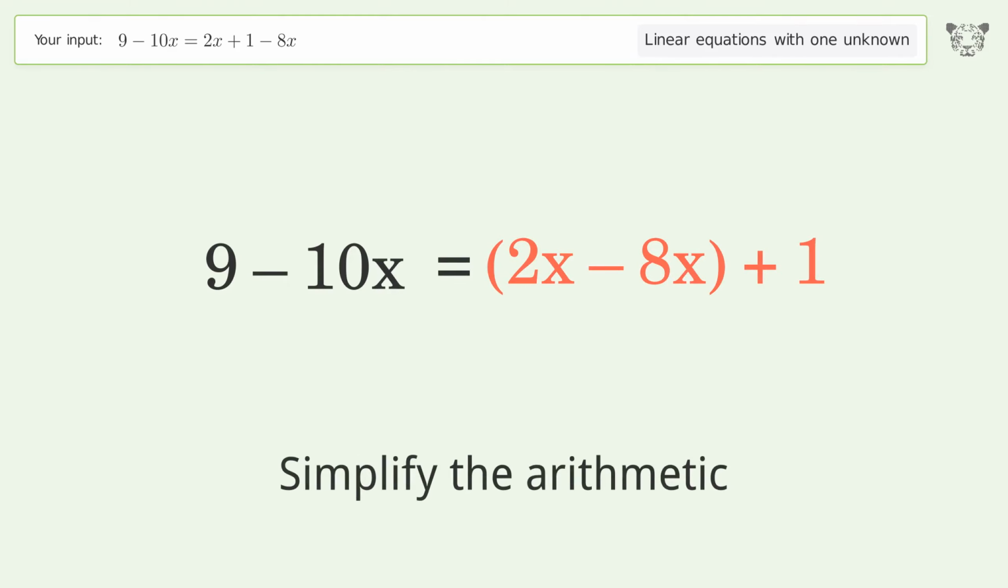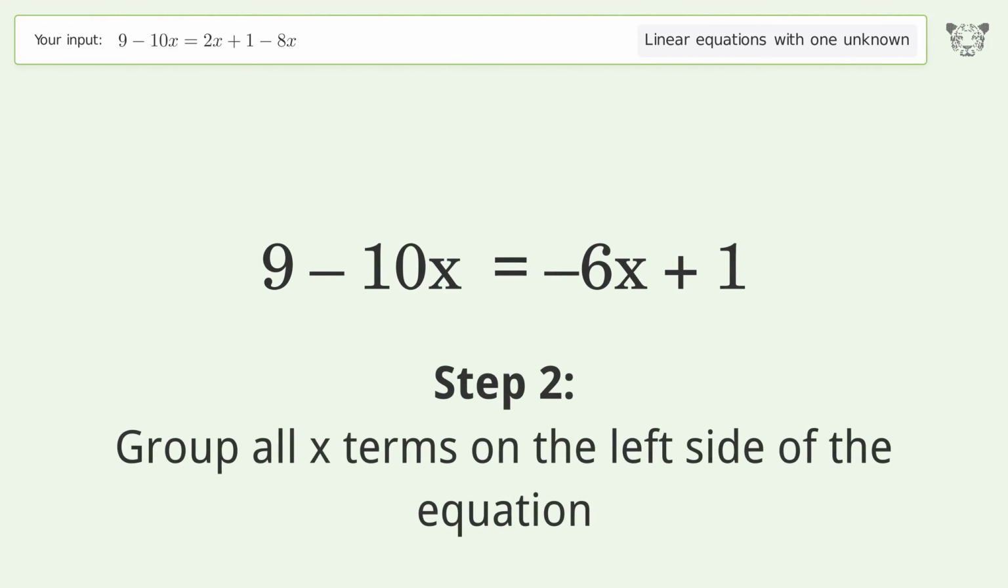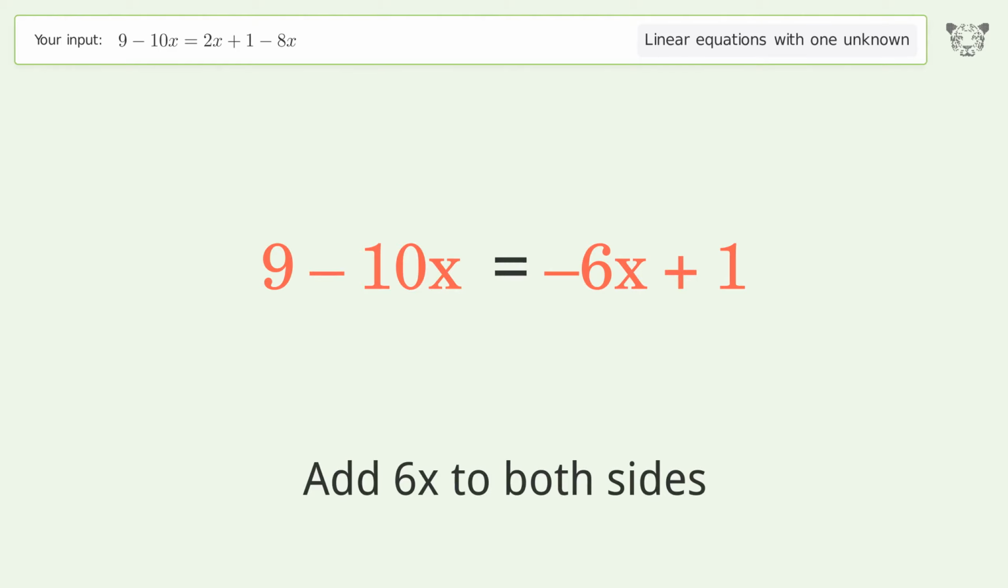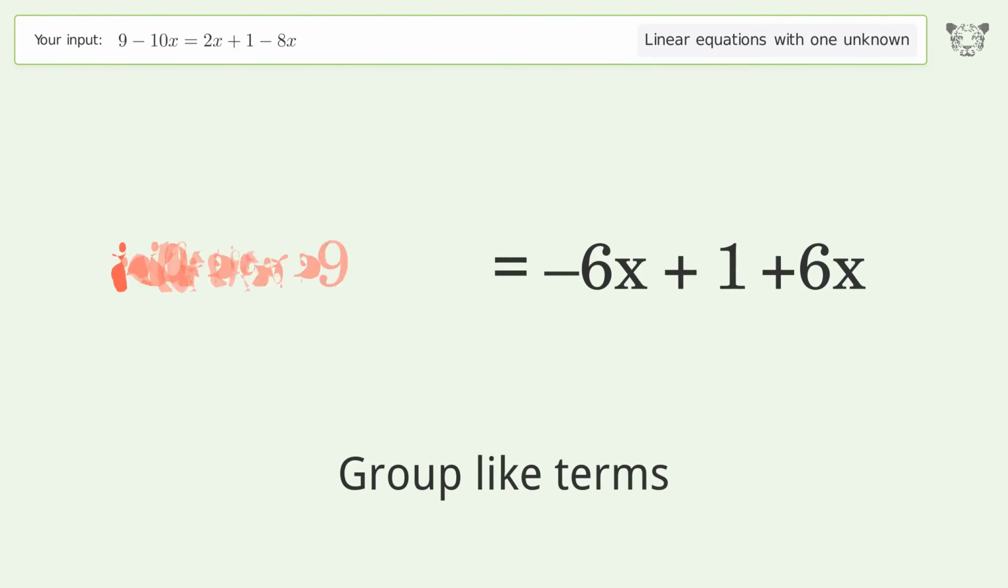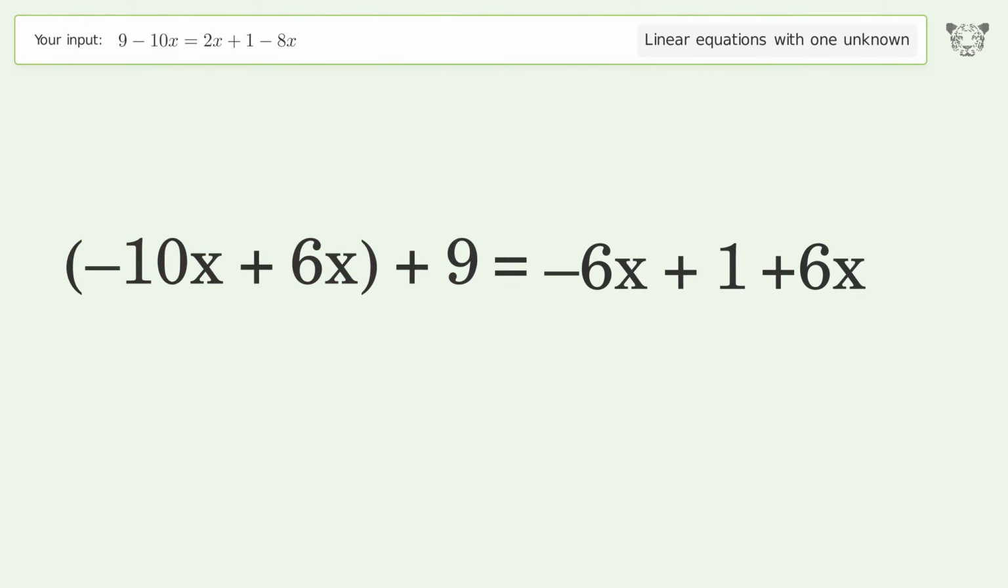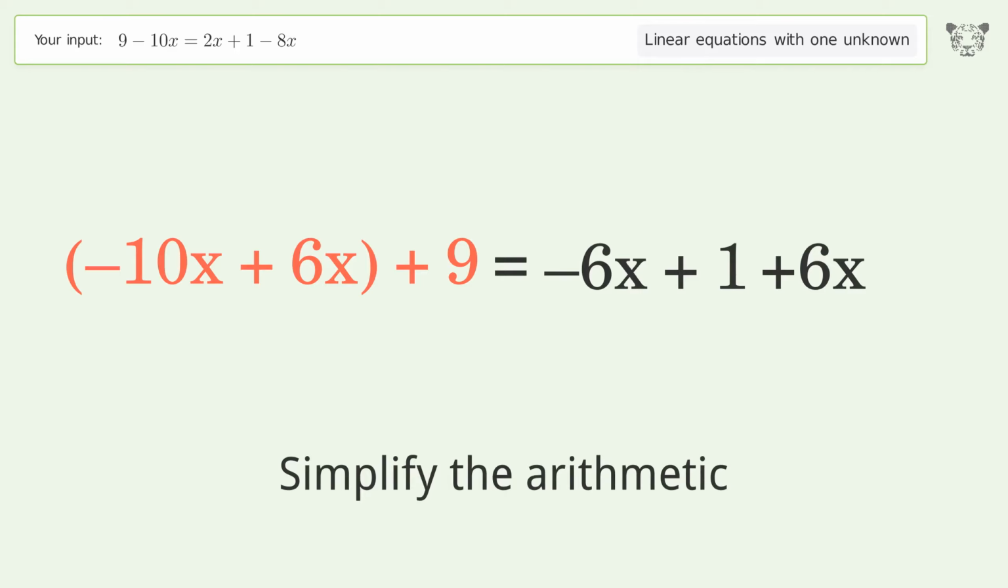Simplify the arithmetic. Group all x terms on the left side of the equation. Add 6x to both sides. Group like terms. Simplify the arithmetic.